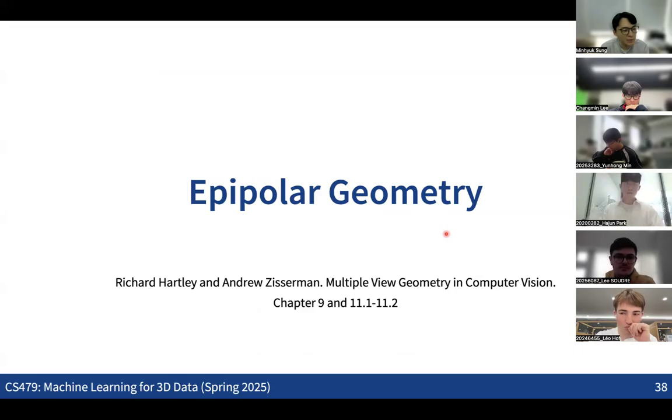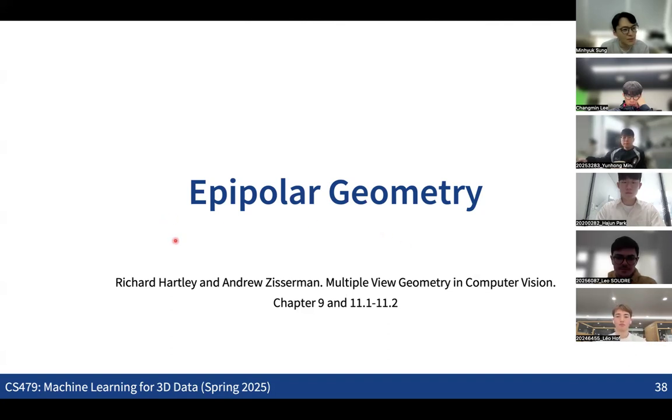And by the way, if you are interested in more of the details here, I'd like to recommend you check out this textbook, Multi-View Geometry in Computer Vision, which summarizes all the ideas about structure reconstruction with some very deep theories as well. We're going to skim through some basic ideas here.